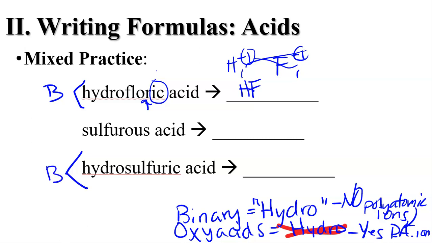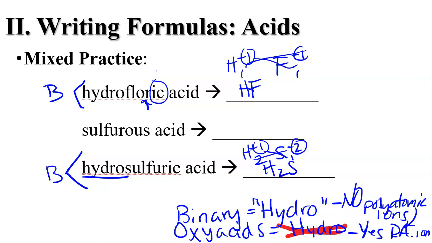So I have hydro, which means that it's binary. I have H plus, and sulfuric is just sulfur. So S, sulfur is in group 16, that's -2. Crisscross, that 1 comes down here, that 2 comes down here, so this is H2S.